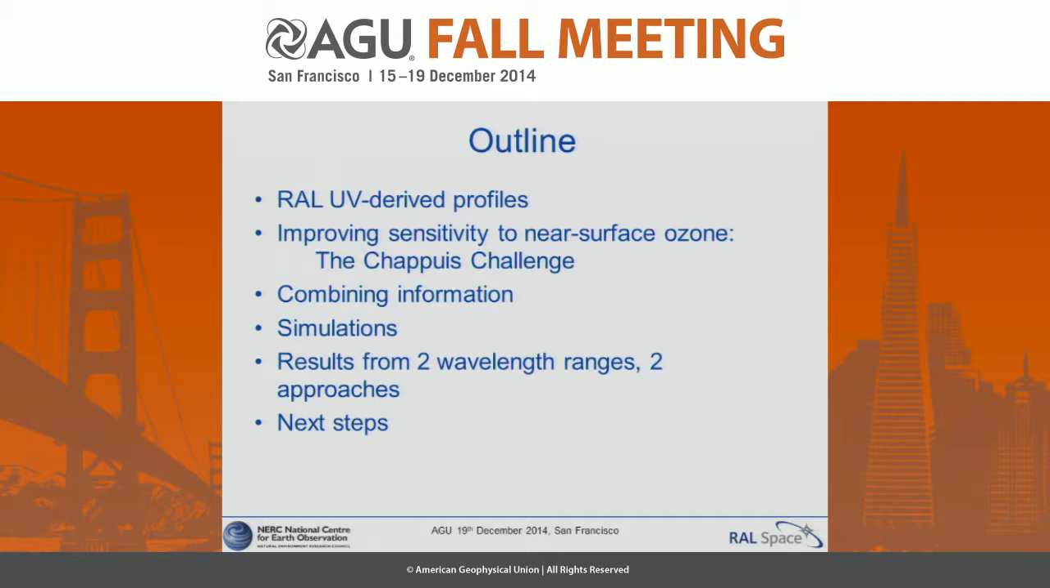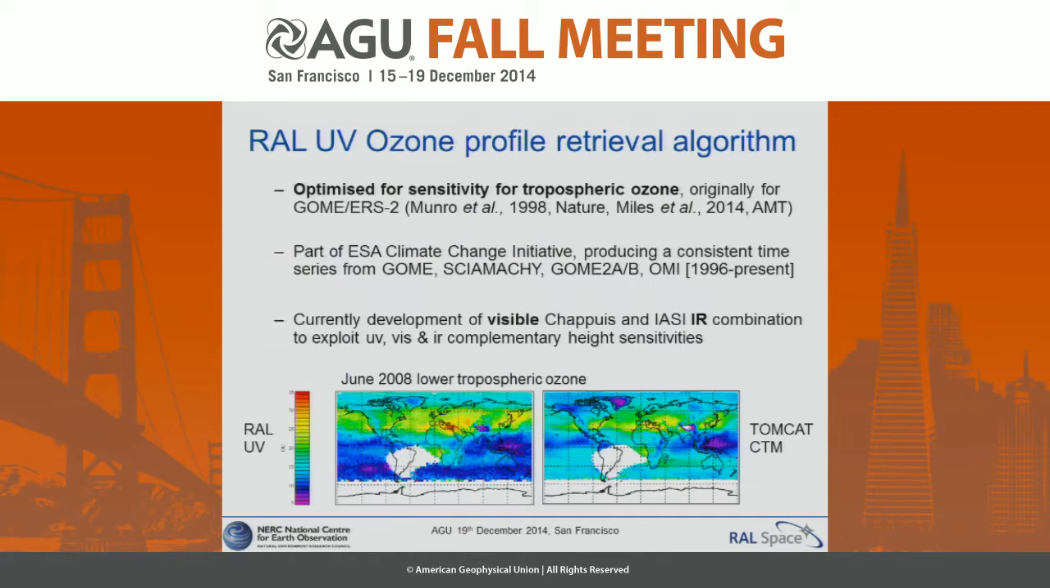So I'm going to start off with talking about what we do, essentially UV profiles. I'll talk about the challenge of retrieving ozone using visible information, the idea about combining this information, the visible and the UV, in an optimal way, and then show some results of simulations. Then I'll go to some results from some real measurements over 2 wavelength ranges using 2 different approaches, and then talk about the future. So at RAL we have an ozone profile retrieval algorithm that's really optimized for tropospheric ozone.